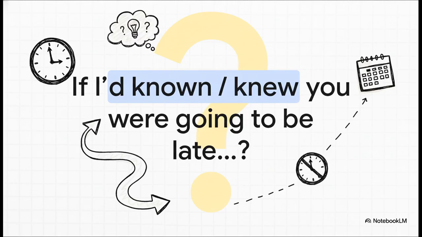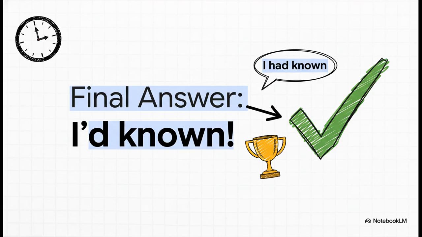And the last one. If I'd known or knew you were going to be late, the result is in the past. I wouldn't have cooked. So which form do we need? Nailed it! The answer is I'd known, which is short for I had known. That's the past perfect we need for the third conditional. Fantastic job on the quiz.